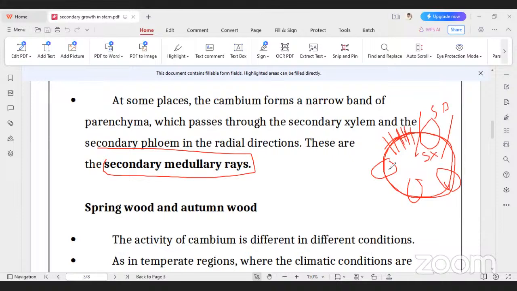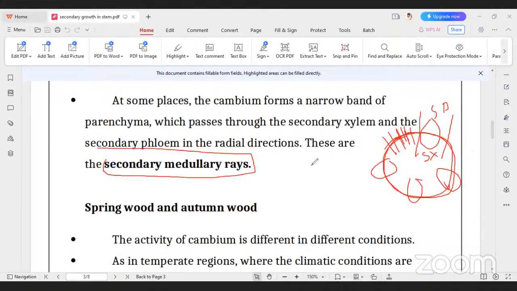Now, when more leaves and more flowers form, what about the requirement of water and minerals? The requirement of water and minerals is large. It needs more water. So the wood formed in this period shows a greater number of xylem vessels, having wider lumens. This is known as spring wood or early wood.